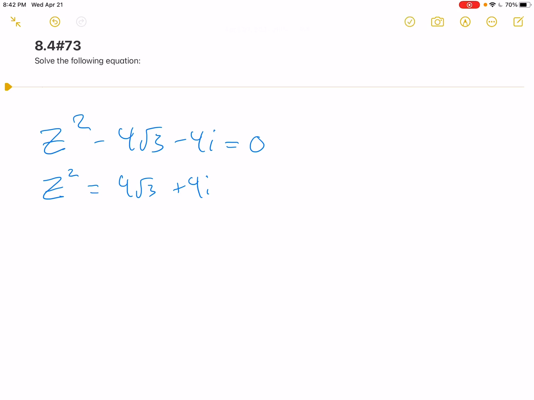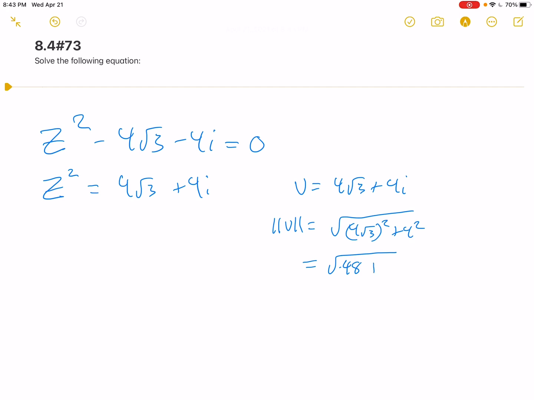The idea is we want to find the roots of this. And so let's just call this a new vector. We'll call it v equals 4 root 3 plus 4i. And we'll need to find the magnitude of v, which is going to be the square root of 4 root 3 squared plus 4 squared. That's the square root of, 4 squared is 16 times 3 is 48, plus 4 squared is 16, so we get the square root of 64, which is 8.